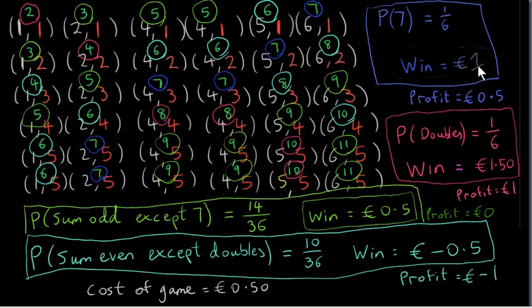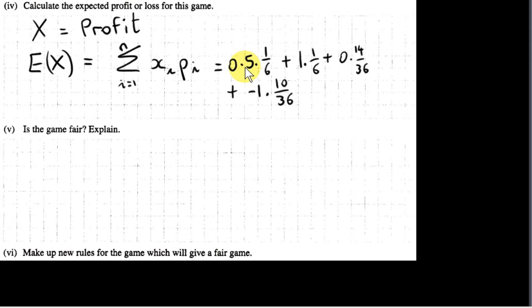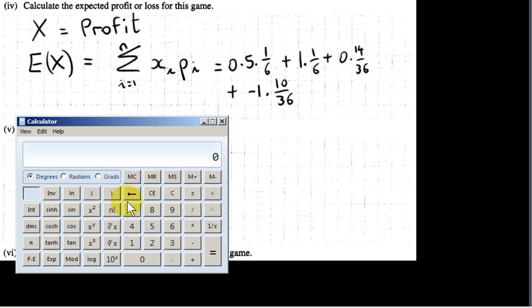So we're going to have, sorry, not 1, but a profit of 0.5 times its probability, which is 1/6, plus 1 times 1/6, plus 0 times 14 over 36, plus minus 1 times 10 over 36. So this is what we have to calculate. And we get an answer of minus 0.02.